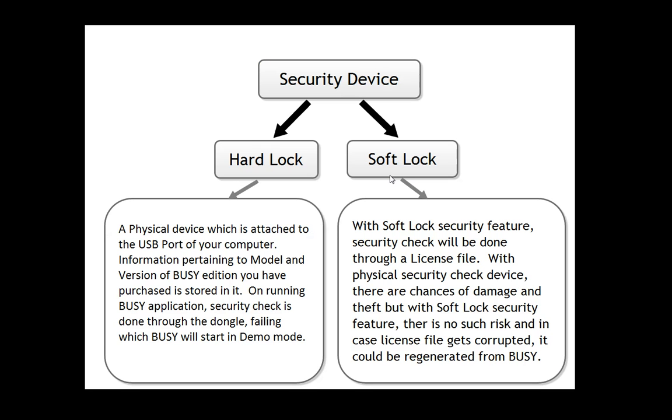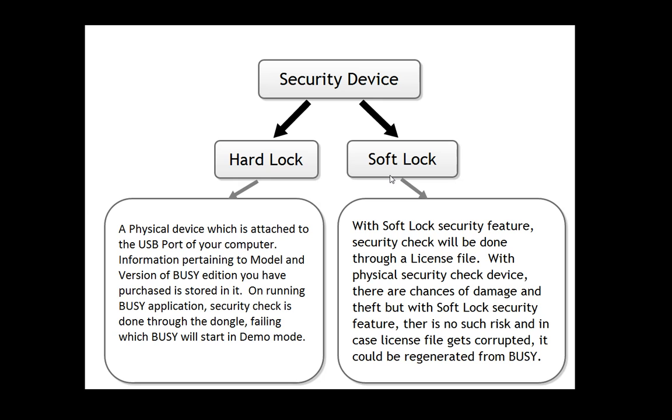Security devices in Busy are of two types, basically hard lock and soft lock. Hard lock is a physical device which is attached to the USB port of your computer and contains information pertaining to model, version of Busy, edition you have purchased. In soft lock security feature, security check is done through a license file. With a physical security device, there are chances of damage and theft, but with soft lock security feature, there is no such risk and it contains complete information of version, model, edition of Busy you have purchased.